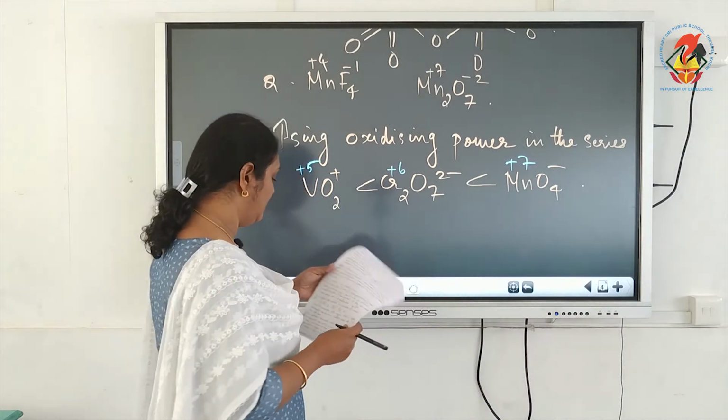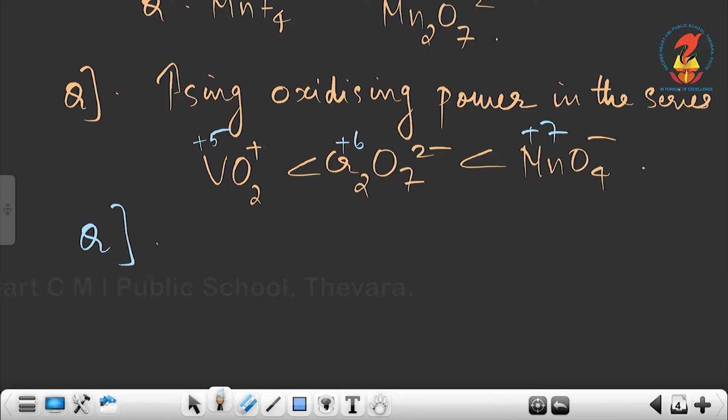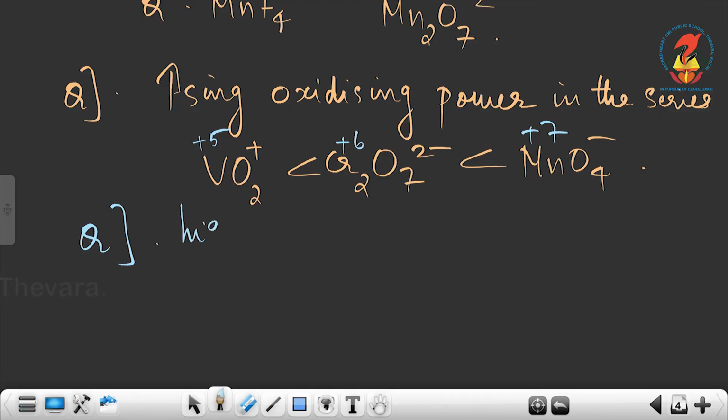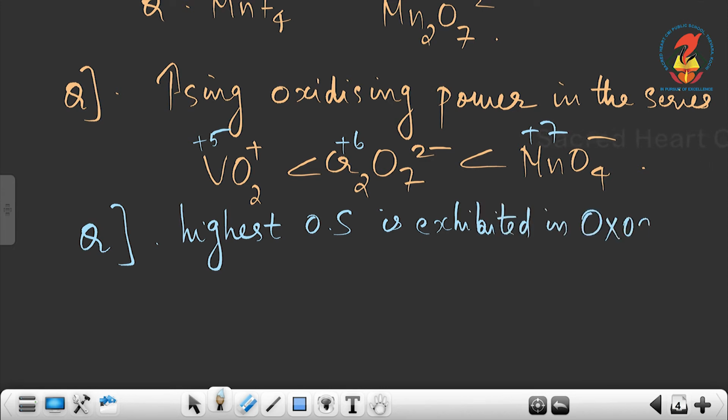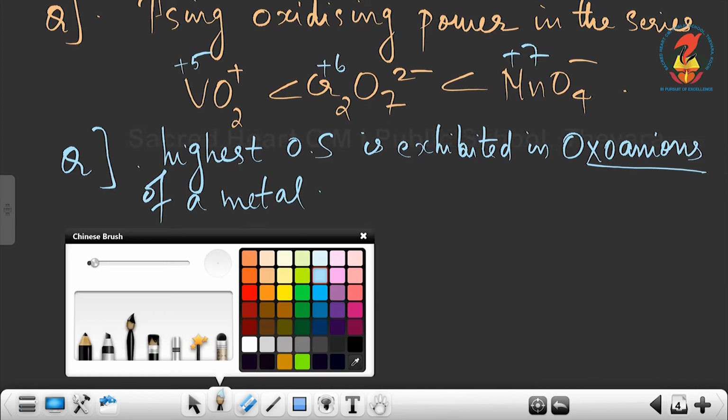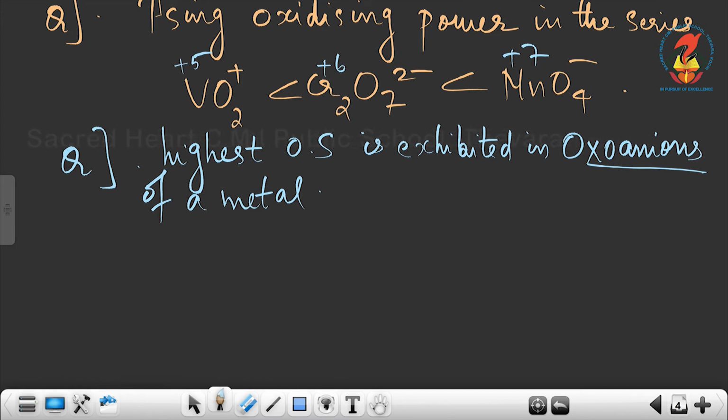Okay, now the next question is, the highest oxidation state is exhibited in oxoanions of a metal. Now, oxoanion means they contain oxygen with a negative charge. That metal with oxygen carries a negative charge.